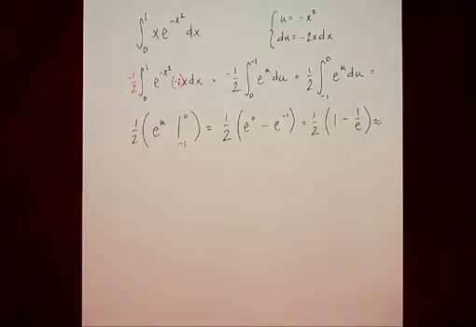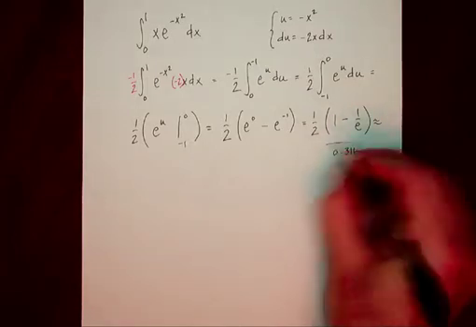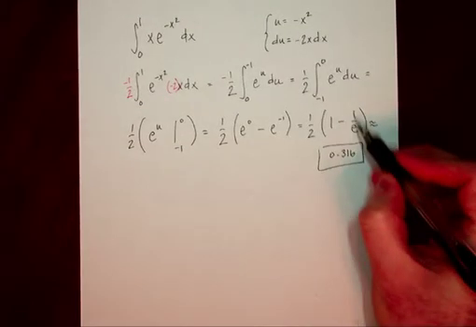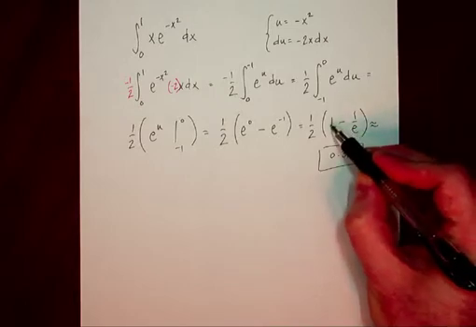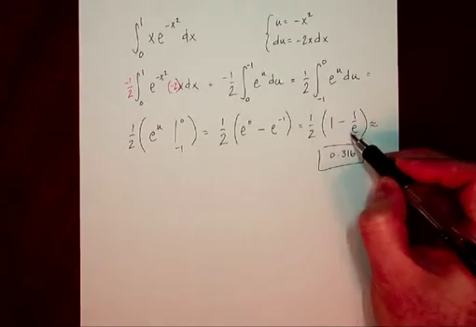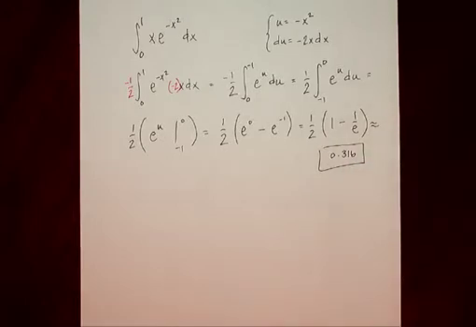And our decimal approximation is 0.316. Okay, which should make sense, right? 1 over e is awfully close to 1/3, right? So 1 minus 1/3 should be roughly 2/3, and then half of 2/3 is roughly 1/3, and that's in the ballpark. Okay, so that gives us an idea that that is a reasonable value.